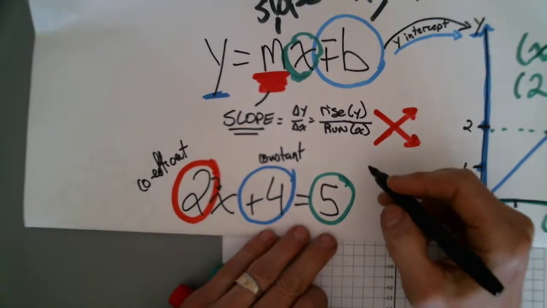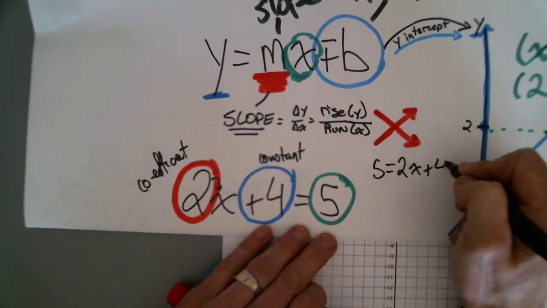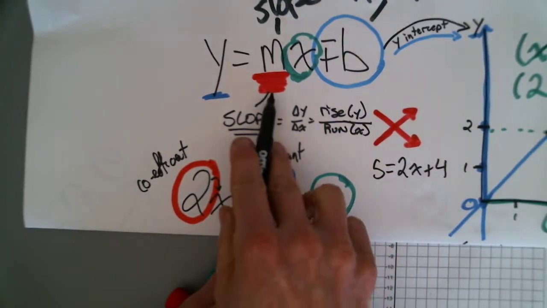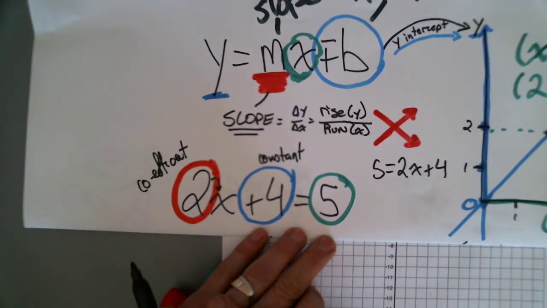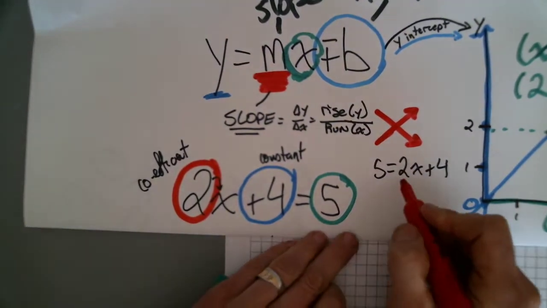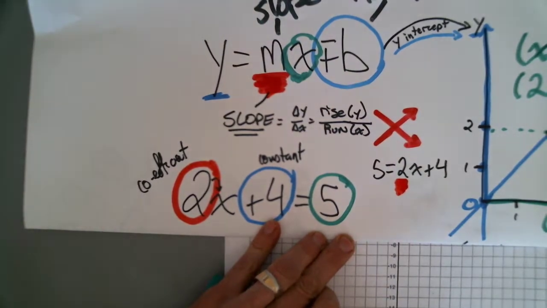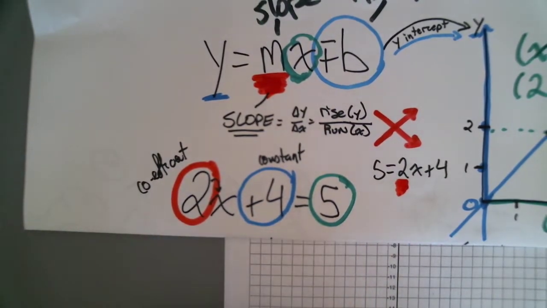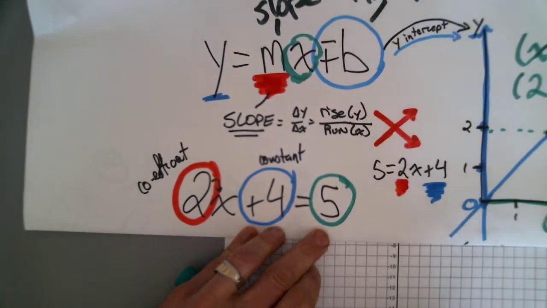Let me rewrite it. What happens if we go 5 equals 2x plus 4? Well, is this not the same formula that we have up here? mx plus b? What is my slope of this equation? M is the coefficient. That's going to be 2. My b is a variable, that means the y-intercept, is my constant.